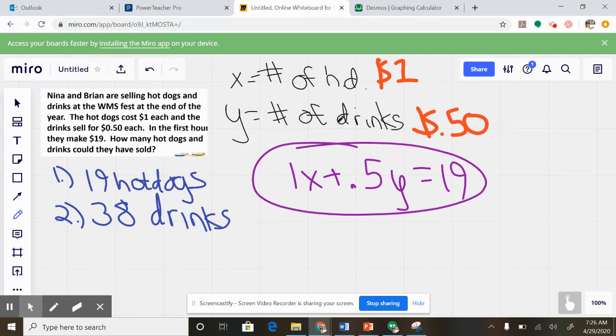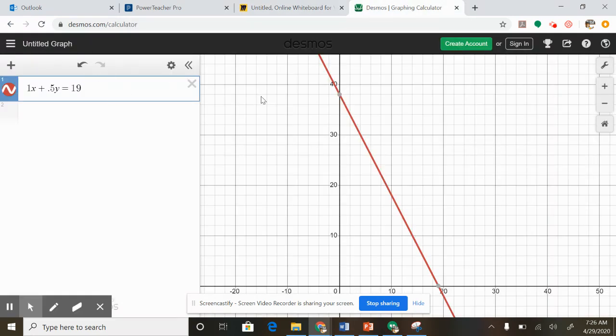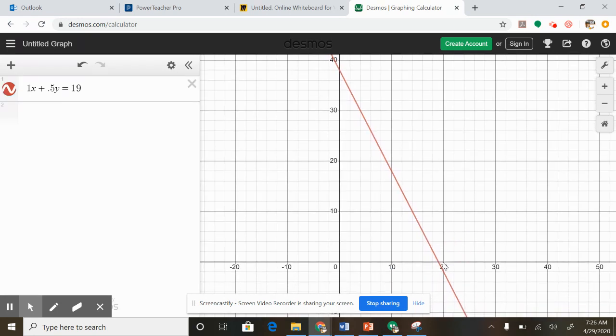So what happens is I go and graph that equation. Let's see what happens. This is what it looks like: 1x plus 0.5y equals 19. So here's those 2 points. (0, 38) means I would sell 0 hot dogs and 38 drinks. This point here, you might not be able to see it, is 19 hot dogs and 0 drinks.